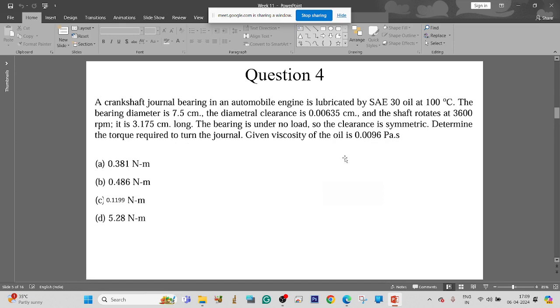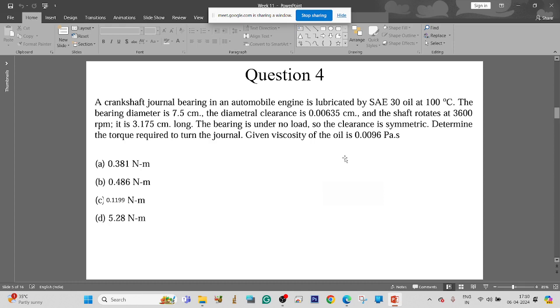Okay, so what about this? A crankshaft journal bearing in an automobile engine is lubricated by an oil at 100 degrees Celsius. The bearing diameter is 7.5 centimeter, and the diametral clearance is 0.00635 centimeter. The shaft rotates at 3602 rpm, and it is 3.175 centimeter long. The bearing is under no load, so the clearance is symmetrical. Determine the torque required to turn the journal.